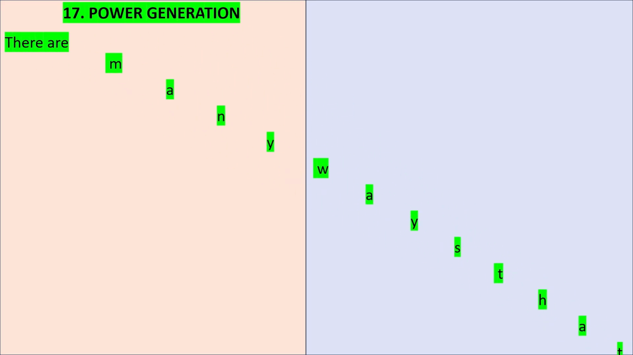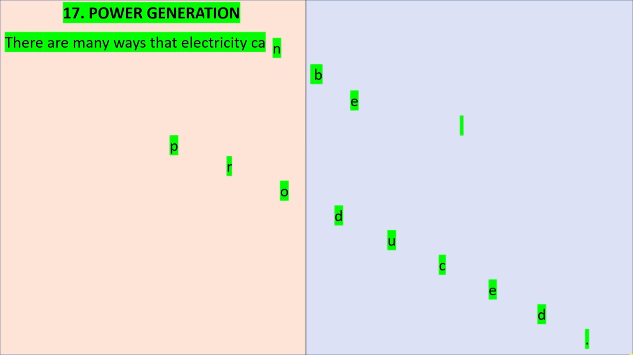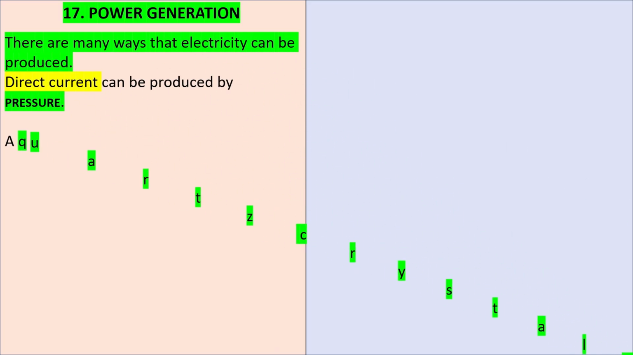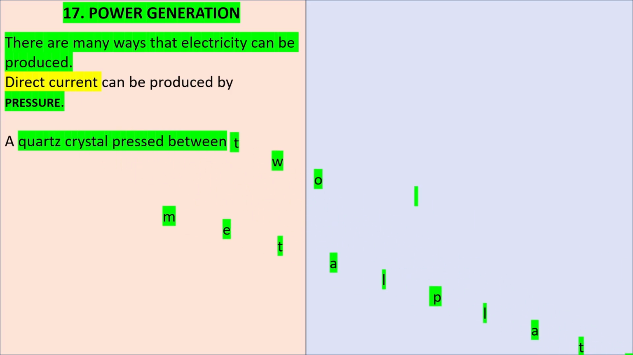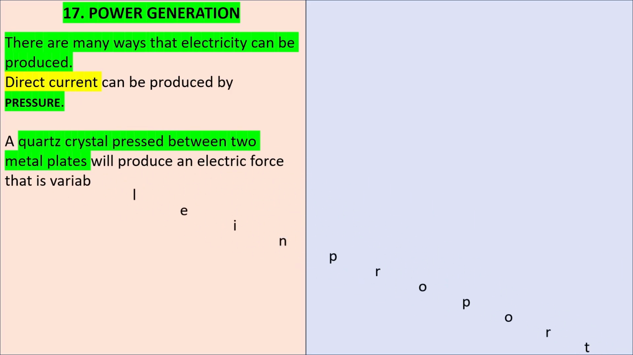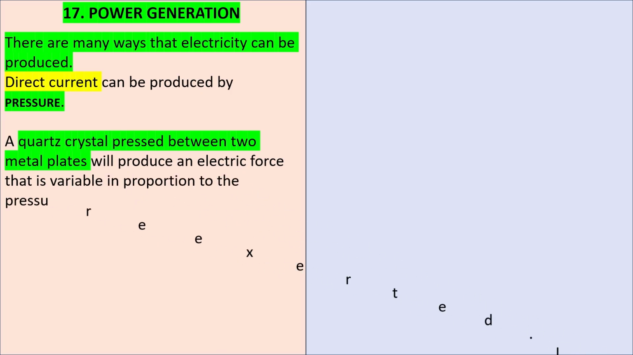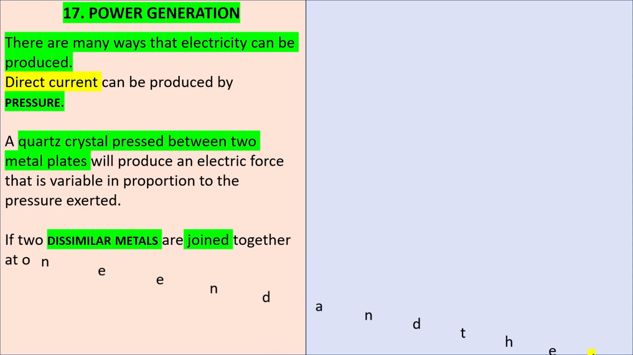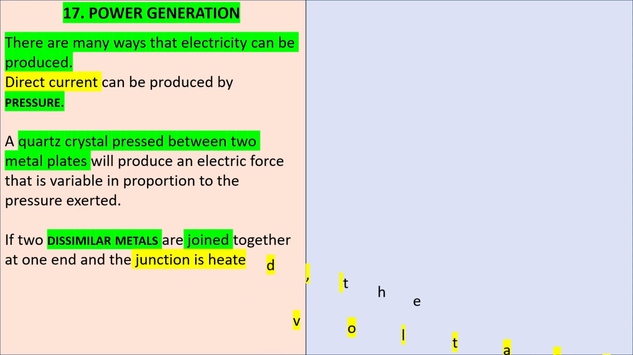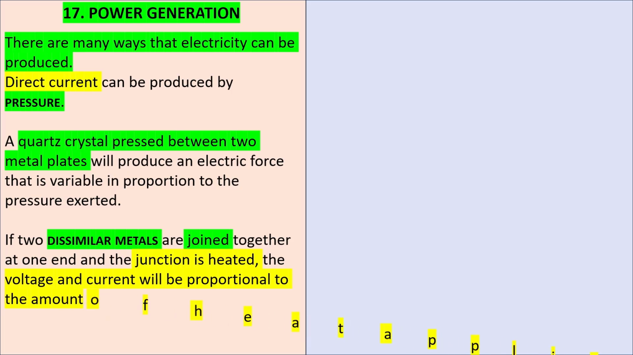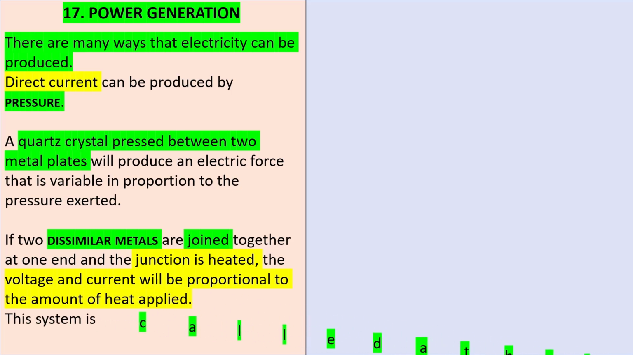Point 17, power generation. There are many ways that electricity can be produced. Direct current can be produced by pressure. A quartz crystal pressed between two metal plates will produce an electric force that is variable in proportion to the pressure exerted. If two dissimilar metals are joined together at one end and the junction is heated, their voltage and current will be proportional to the amount of heat applied.